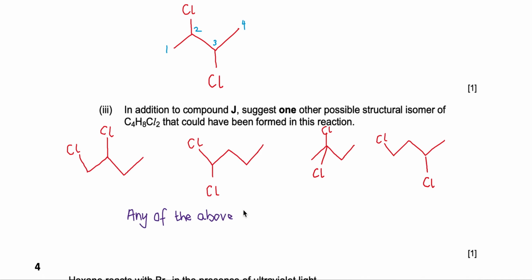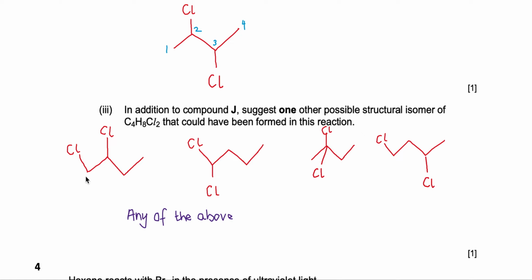It then says, in addition to compound J, suggest one other possible structural isomer of C4H8Cl2 that could have formed in this reaction. Now remember, there's no control over which hydrogen is plucked off. So it could be that the chlorine is anywhere on this butane chain. So what I've done is I've done it in the skeletal form. You could have equally have done it in the displayed form. I've just drawn all the possible combinations.